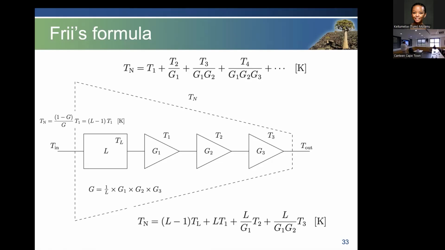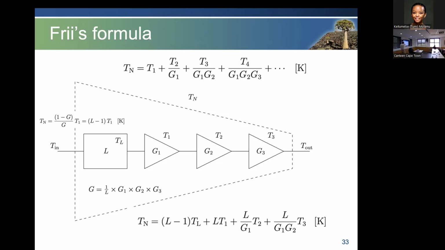Now, the name of the game is to make that noise temperature as small as possible. So how do you do that? Well, you choose the T's to be small, because that will first off give you a good thing, and you make the G's big. You also arrange things so that if they've got big T's, they're further down to the right, because they get divided through by the previous G's.